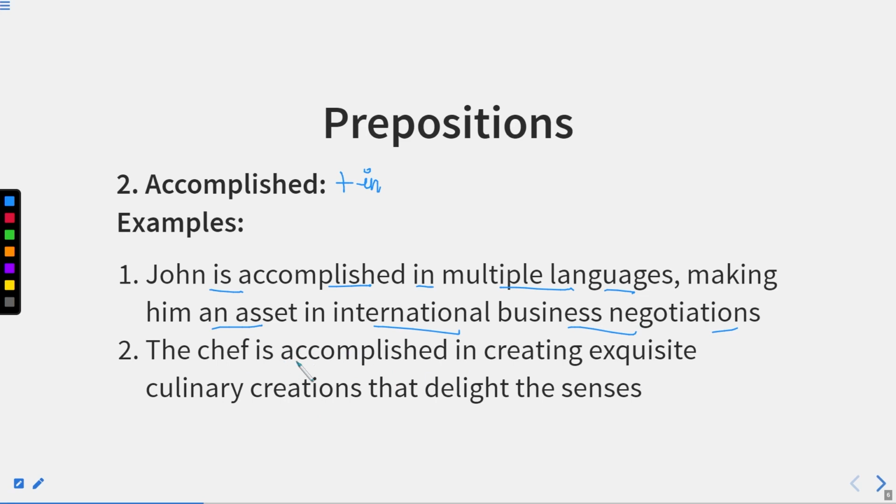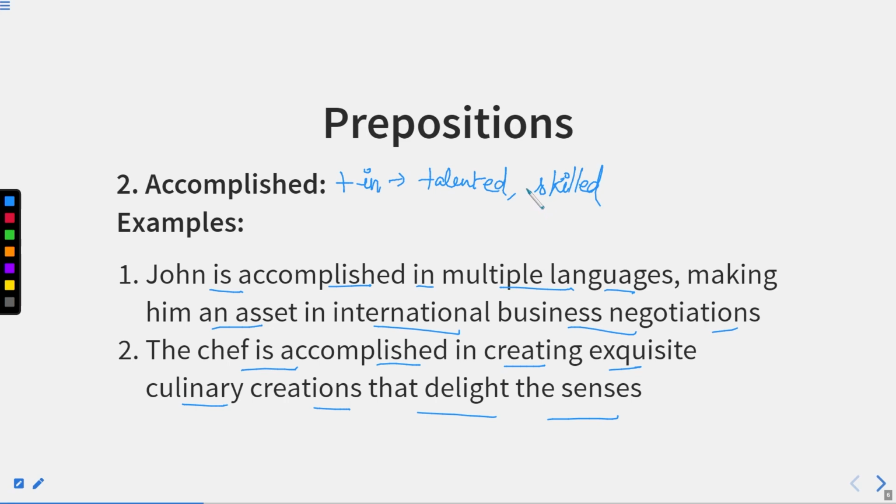Now, let us see the next sentence. The chef is accomplished in creating exquisite culinary creations that delight the senses. Again, the chef is accomplished in. Now, accomplished in means when someone is talented, or you can say skilled. So, one who has knowledge of doing something. So that is how we use accomplished in a sentence.